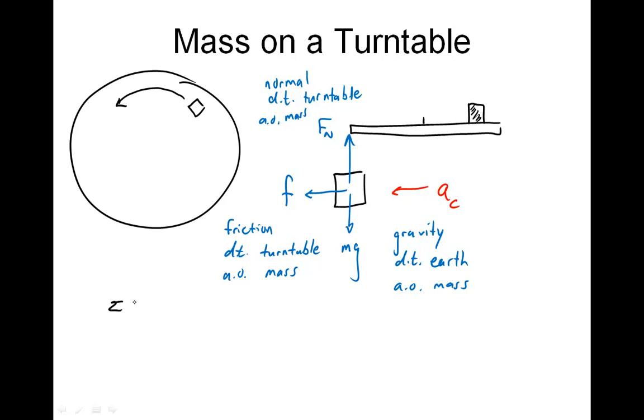So if I look at the sum of the forces in the y direction for starters, I have the normal force minus mg. That's equal to the mass times the acceleration in the y direction. But there is no acceleration in the y direction, so that's equal to 0.